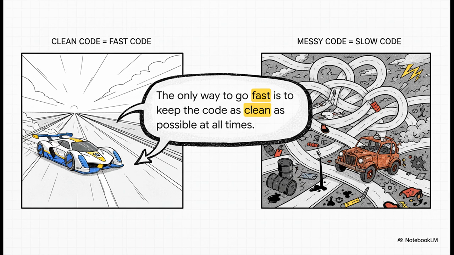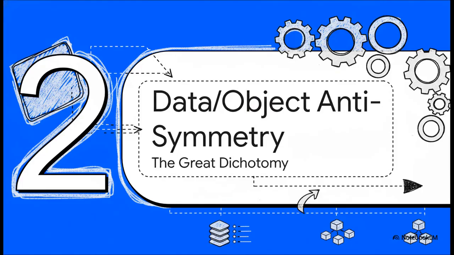And a huge source of this messy slowdown, according to the book, comes from a really simple misunderstanding, a mix-up between two of the most basic building blocks in our code. Okay, so that brings us right to the heart of this chapter. It's an idea Martin calls the data/object anti-symmetry. And trust me, it's a really powerful way to think about your code.